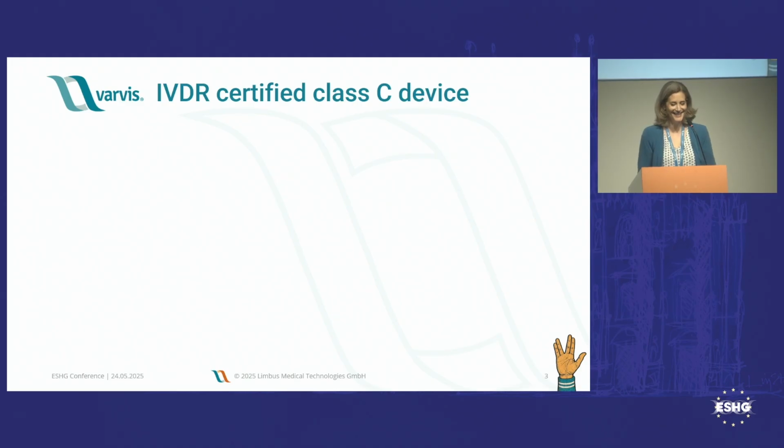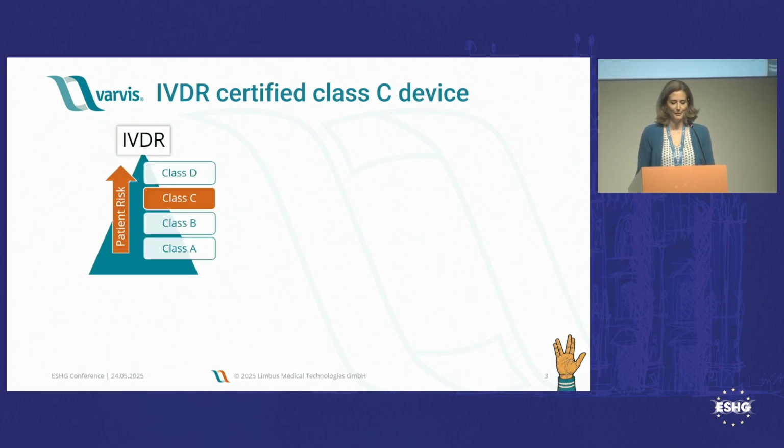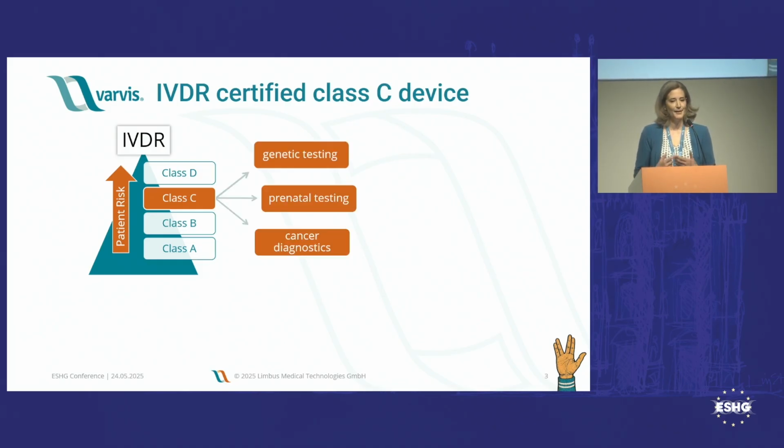So, start again. The IVDR regulates clinical diagnostics throughout the European Union. And it's not only about the certification, but also about the classification. So the IVDR classifies medical devices according to the risk they pose to patients, starting from a low-risk medical device, Class A, up to Class D, which is the highest risk. By definition, every medical device, or also software and genetic tests that are intended to be used in genetic testing, prenatal testing, and cancer diagnostics are by definition a Class C.